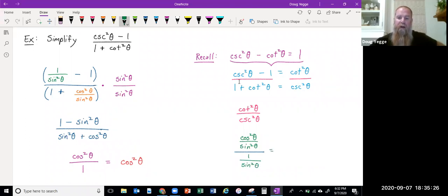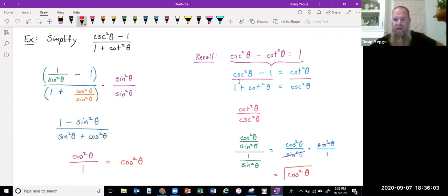I can now recall that by dividing a fraction by another fraction, I can multiply by the reciprocal. So this could become cosine squared theta over sine squared theta times the reciprocal of the denominator, which is sine squared theta over 1. And now because the sine squared thetas cancel out, we're simply left with cosine squared theta over 1, which is equal to cosine squared theta.